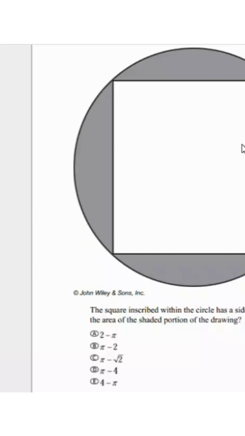Remember what we are looking for: area of the circle minus area of the square. And we also know that the diagonal of this square is the same thing as the diameter of the circle.